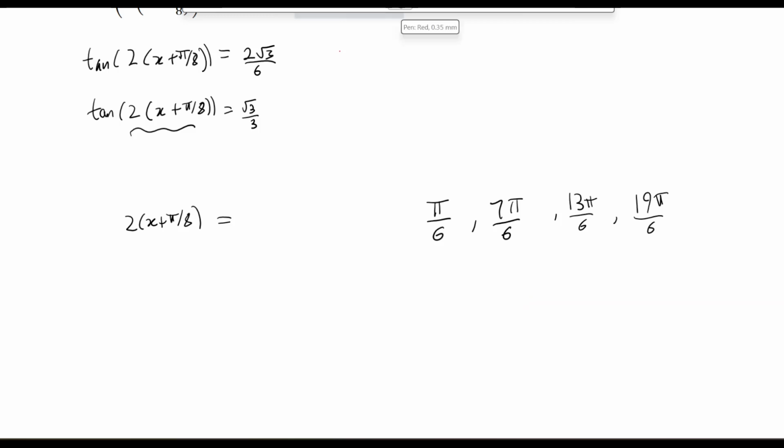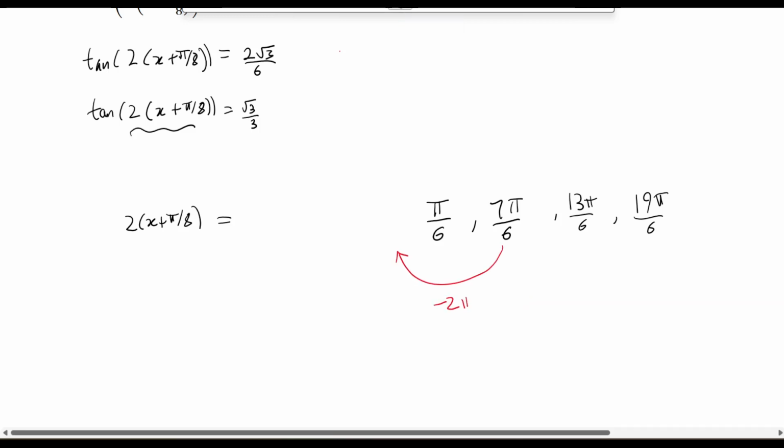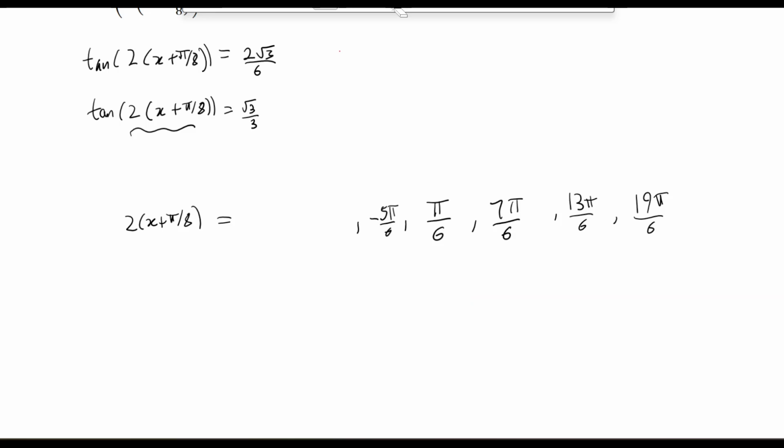Let's go backwards from 7 pi over 6. So we're going to be taking away 2 pi. 7 take 12 is minus 5 pi over 6. And then we're going to go backwards from pi over 6, and we're going to get minus 11 pi over 6.